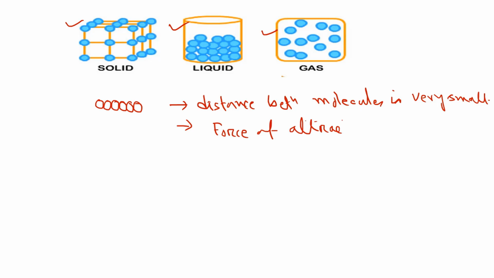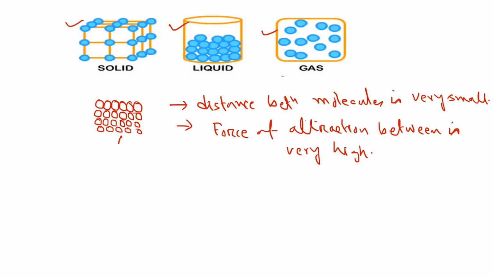If the distance is very small, it means the force of attraction between them is very high. If the force of attraction is very high and the distance between the molecules is very small, then it means it has some definite size. Why is it definite? Because the distance between them is very small, so it creates some definite size. So we can say this is a solid.